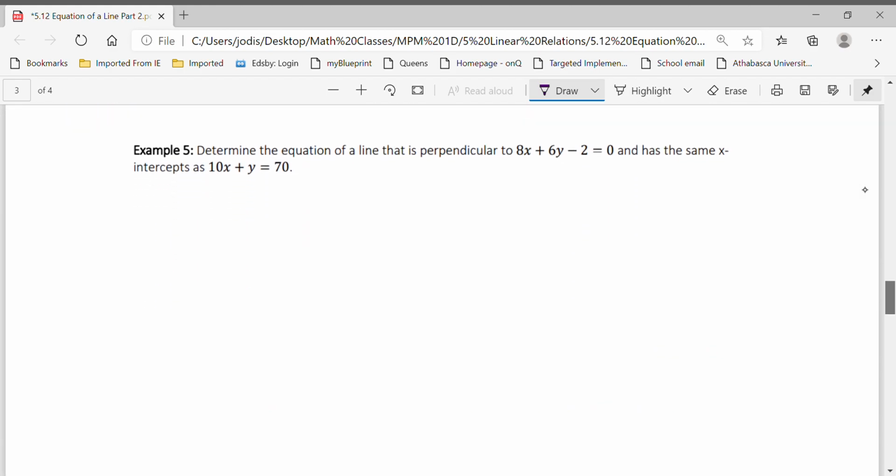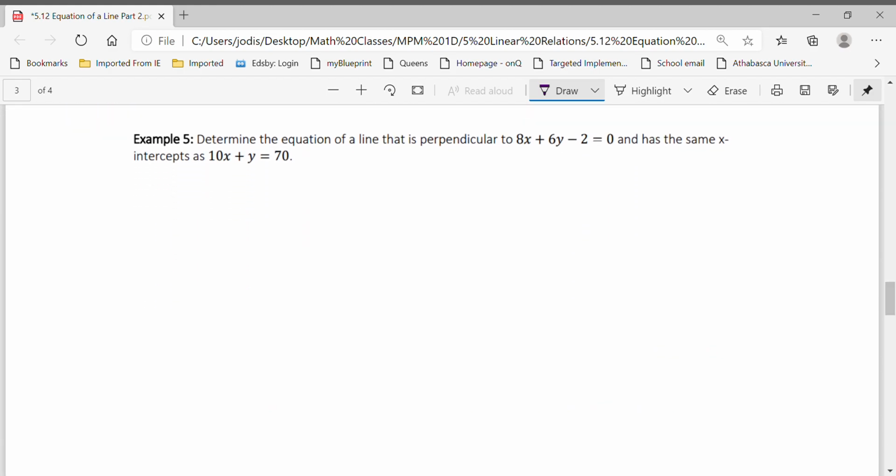Okay, so now, let's get even tougher maybe. We want to determine the equation of a line that's perpendicular to this one and has the same x-intercept as that one. So since we know we need a perpendicular slope, let's find our slope first. So we're going to find m. And we've got 8x plus 6y minus 2 equals 0. So let's find our slope here. Let's rearrange into y equals mx plus b.